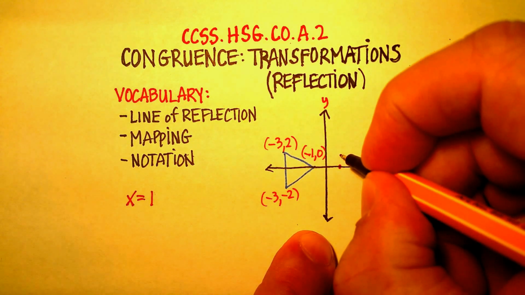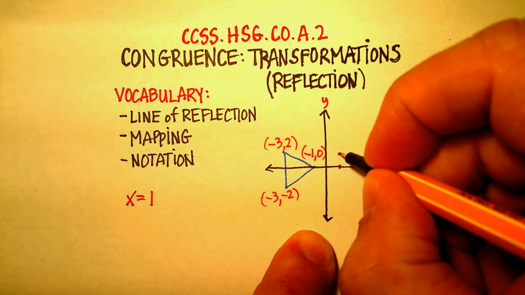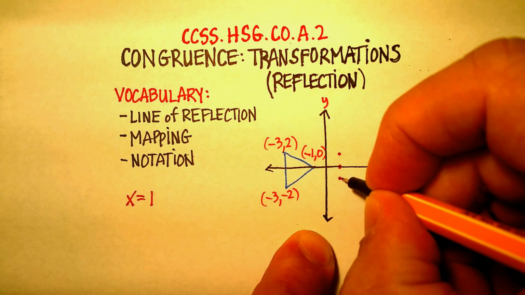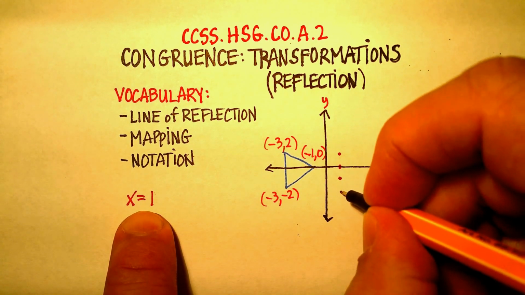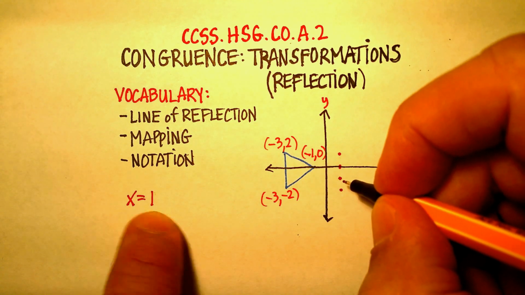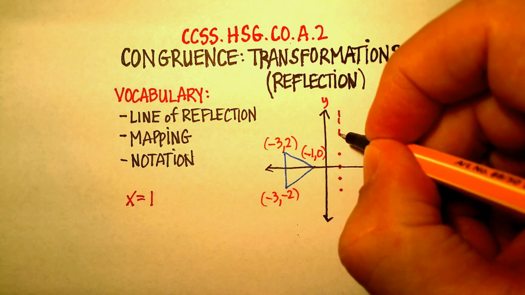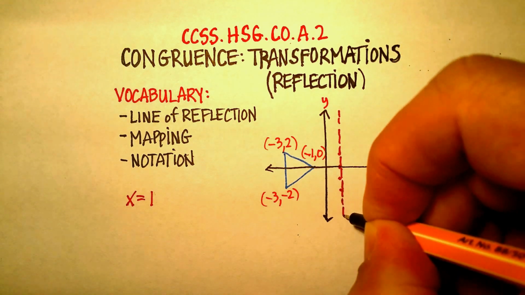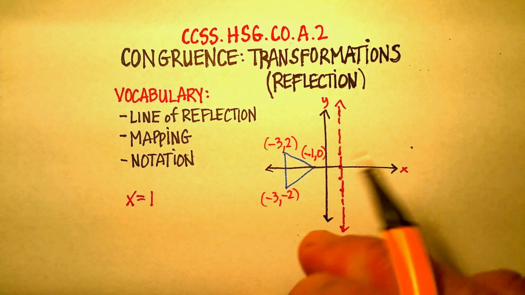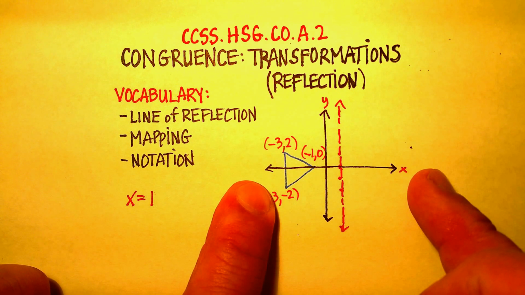But notice that x is also 1 here, right? It's 1, 1. X is also 1 here. It's 1, negative 1. X is also 1 here. It's 1 on the x, negative 2. In other words, it doesn't make any difference what the y is as long as the x is 1. And this is producing the line of reflection, okay? So this is the line that this particular figure is going to reflect over.